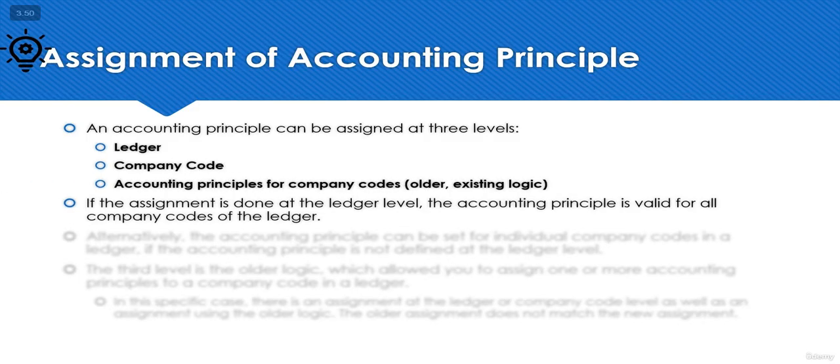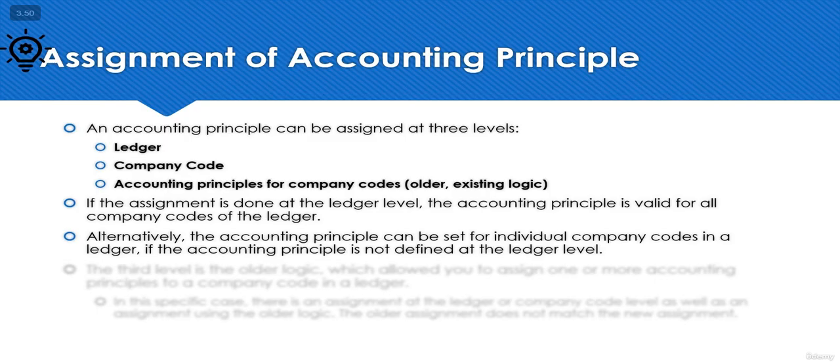If the assignment is done at the ledger level, the accounting principle is valid for all the company codes of that ledger. But typically the accounting principle can be set for individual company codes in a ledger if the accounting principle is not defined at the ledger level. So in our case, the leading ledger has already got an accounting principle assigned at ledger level, and that's why we cannot set accounting principle at individual company code level.